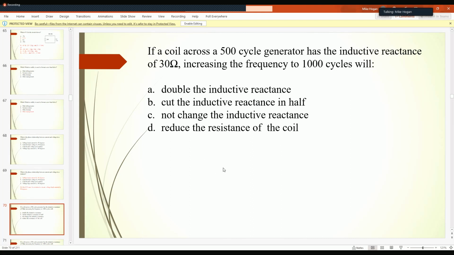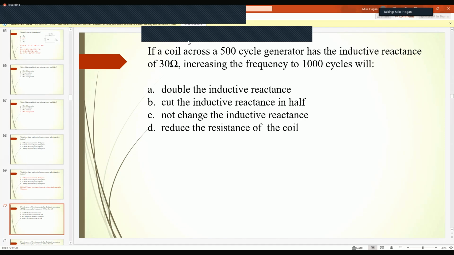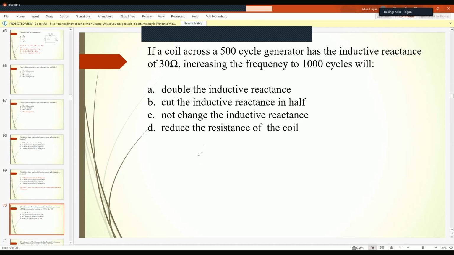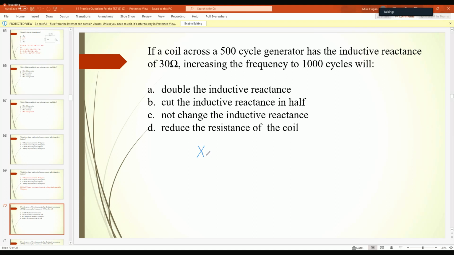Yeah, that was X sub L. So it was X, and we did it like this, sub L, equals 2 pi, and then we said that the size of the inductor was a part of it, right? But there was one other variable here. Anybody remember what that was?